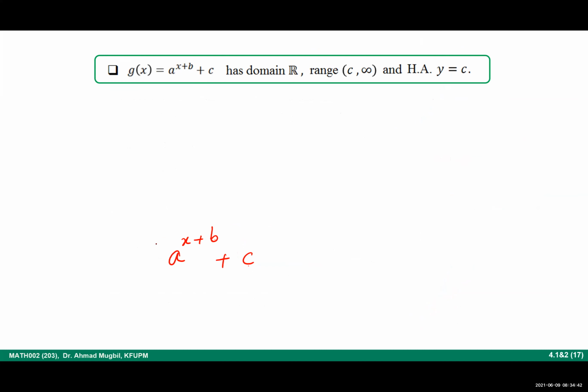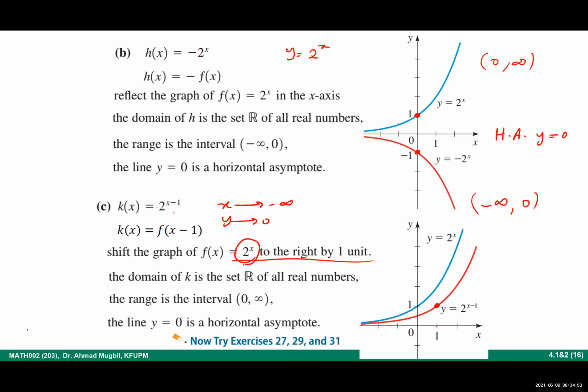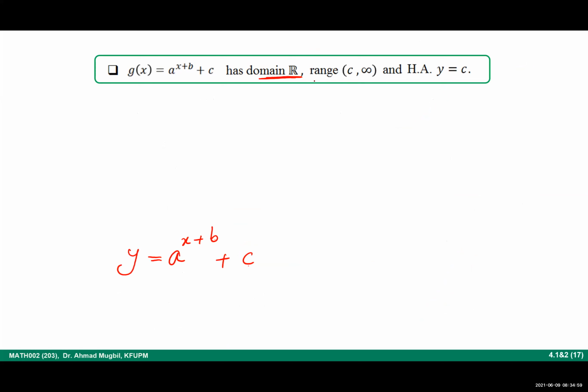Now, if you have a function like this, what will be the domain? The domain will be all the real numbers. The range will be from c to infinity, like what we had before. If you remember, when we had 2 to the power x plus 1, it was starting from 1. So now the range will be from c to infinity, and the horizontal asymptote will be y equals c. This will summarize everything.